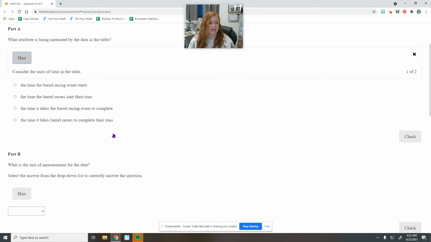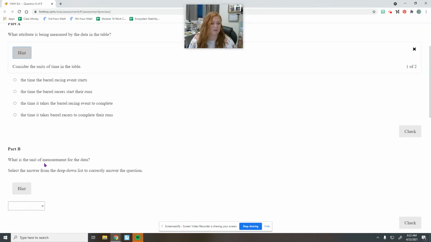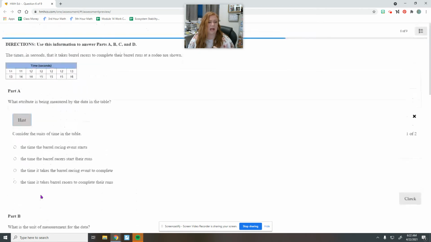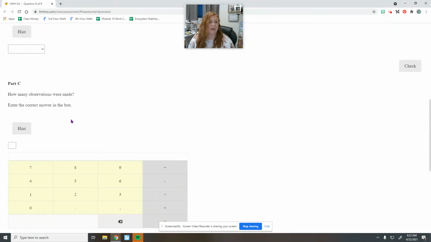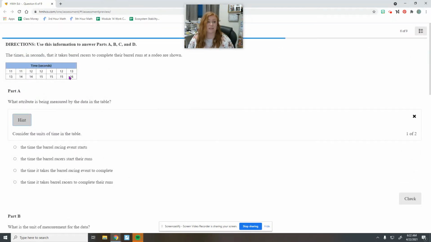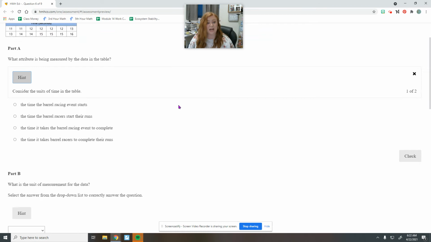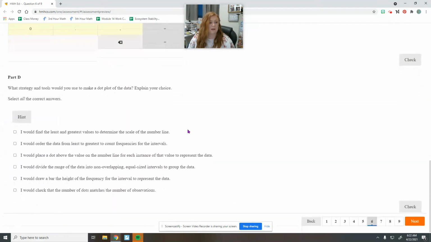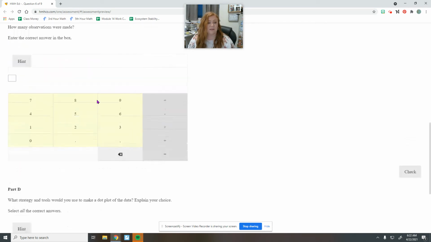So, what is the unit of measurement for the data? How are they measuring the time? And then how many observations were made? It's just how many barrel racers did they keep track of? And then what strategy or tool would you use to make a dot plot of the data?